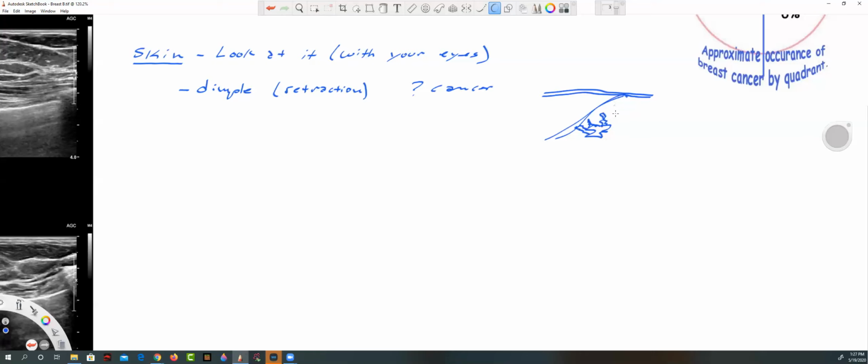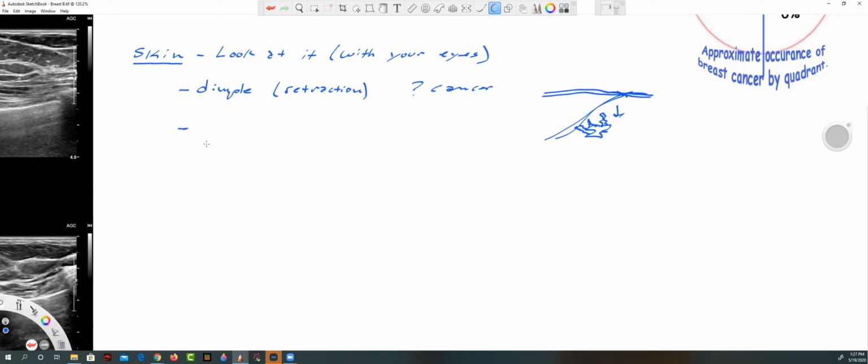And as it's grabbing on, it's retracting, pulling down basically on the skin, and then also the internal architecture will be distorted from the way cancer grows. And on the skin, it will create a little divot as it's being pulled down. And so that creates a dimple or a retraction where otherwise you wouldn't expect one.